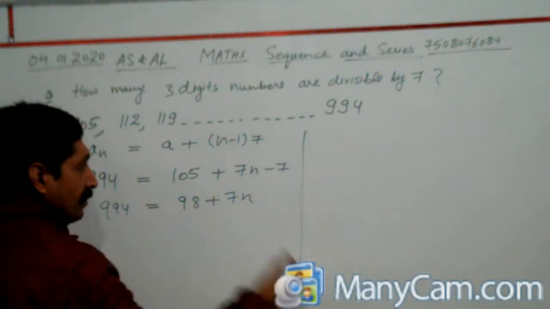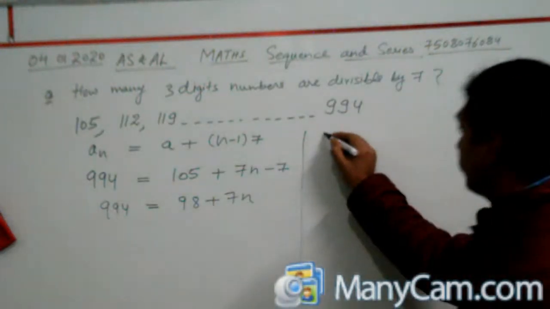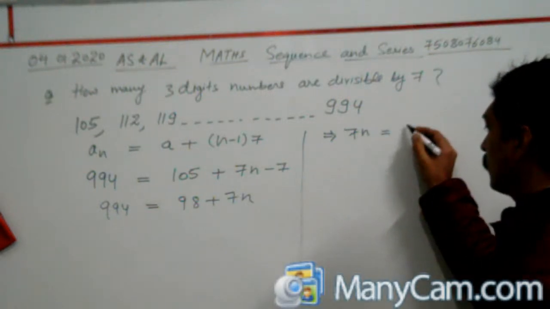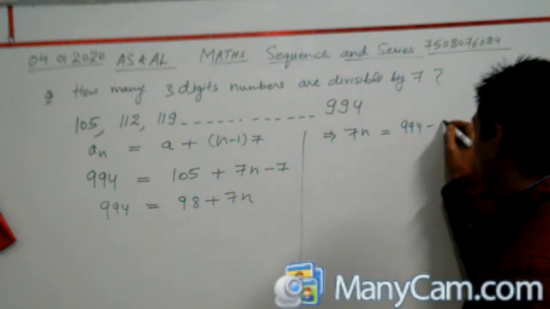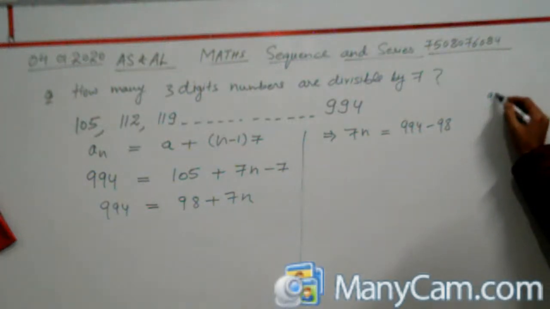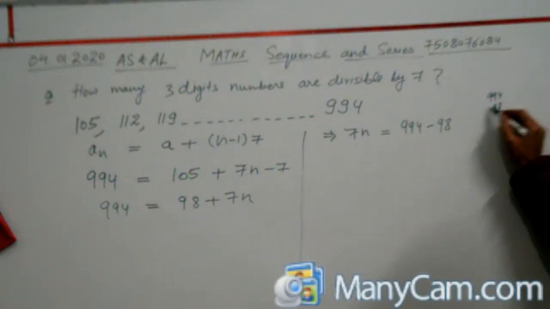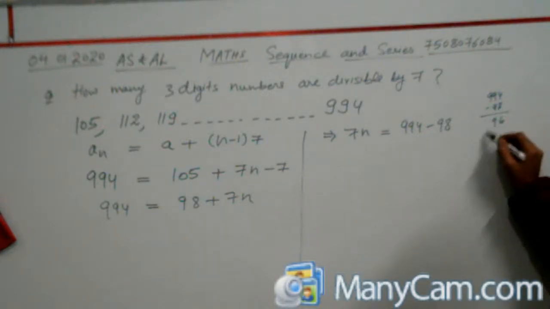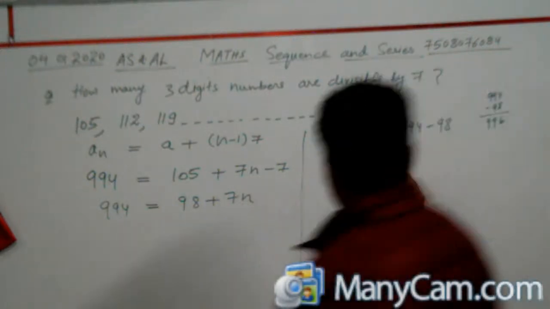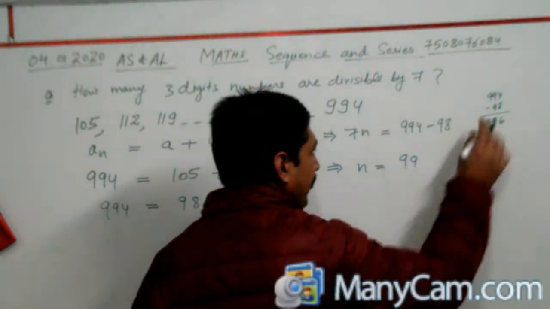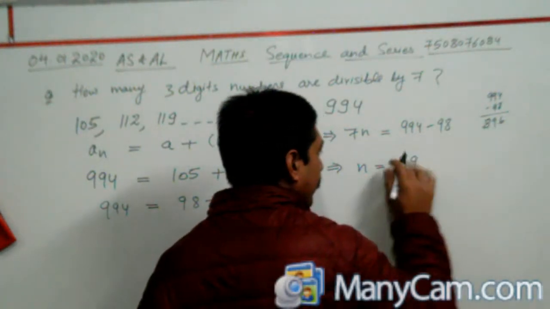So what we can do? We can write here, this implies that 7n is equal to 994 minus 98. So first we will subtract here 98. When we subtract, 14 minus 8 is 6, 8 minus 9, borrowing, gives 9, and it is 896. So here the value of n is equal to 896 divided by 7.